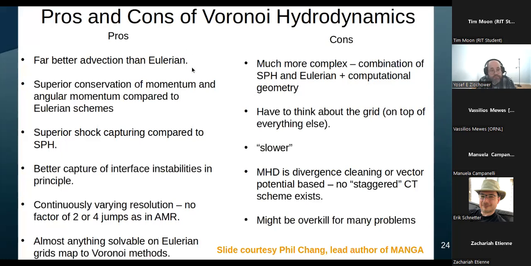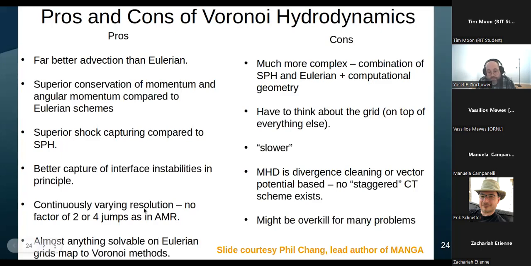It's superior to Eulerian in that it has far better advection, and given the same number of grid points, you're going to have superior conservation of momentum and angular momentum compared to Eulerian schemes. It has favorable characteristics in terms of shock capturing compared to SPH. However, it's a lot more complex. Basically, you need to add notions of both SPH and Eulerian and computational geometry. You have to think about the grid on top of everything else. Generally, it's, in quotes, slower.